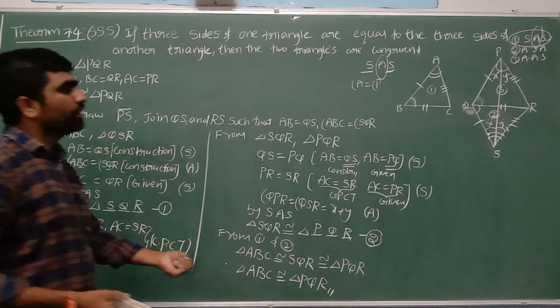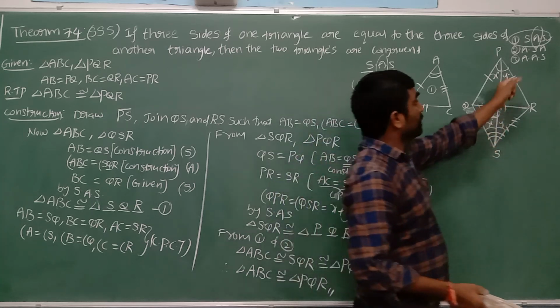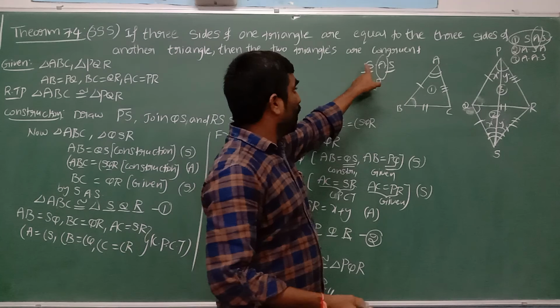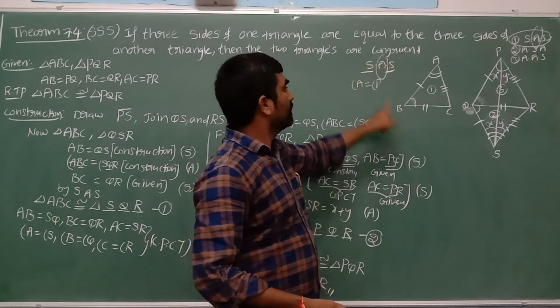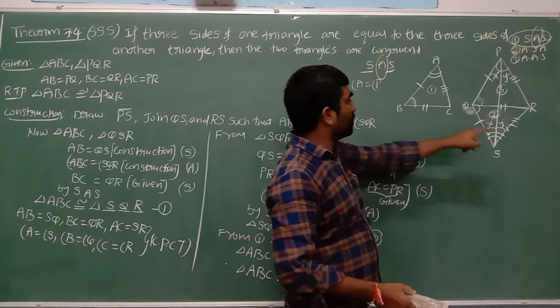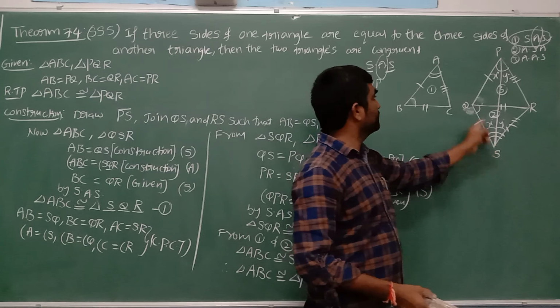Simple concept, beta. We already know three sides are equal. I'm taking with the help of this AC. I want to prove both are congruent. Already two sides are equal. We just have to prove only one angle is equal. To prove this one angle equal, I did all this construction. After getting that one angle equal, we proved it here.